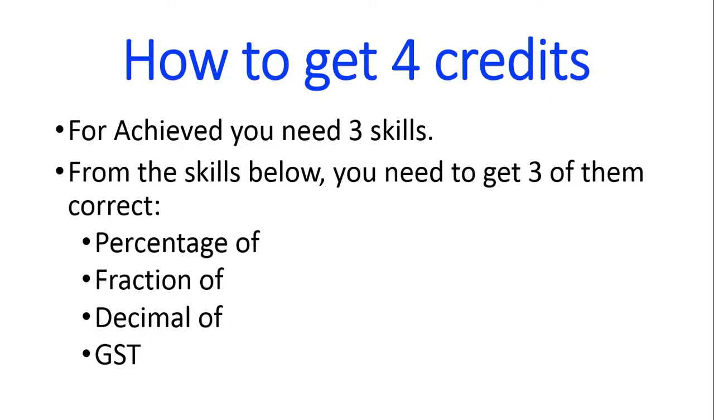We now want to have a look at our practice assessment, and just before we get started on the practice assessment itself, I just want to look at the actual standard and what we need to do to get our 4 credits. To get these 4 credits towards our numeracy, you need to get achieved. That means you need to have 3 skills that you show me. The skills that we've covered are percentage of, fraction of, decimal of, and GST. From those 4 skills, you need to be able to do 3 of those in this practice assessment to get to the achieve level, and that gets you your 4 credits that we're aiming for.